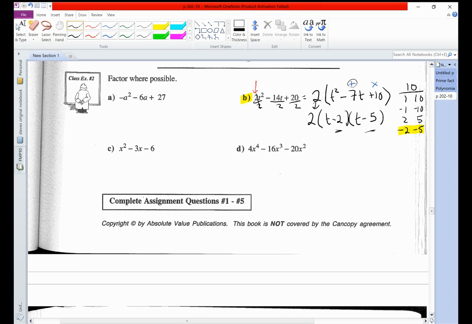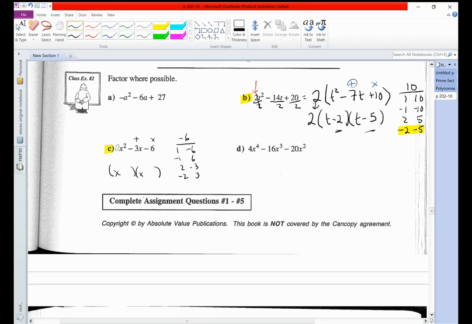So for the next one here, let's do c. I can see that I don't need to do any factoring. There's nothing out front that would require me to pull out a common factor anyways. So now I'm going to try to factor it into 2 terms there. So I'm looking for 2 numbers that multiply to negative 6 and add to negative 3. Okay, well, numbers that multiply to negative 6: 1, negative 6, negative 1, 6, 2, negative 3, negative 2, and 3.